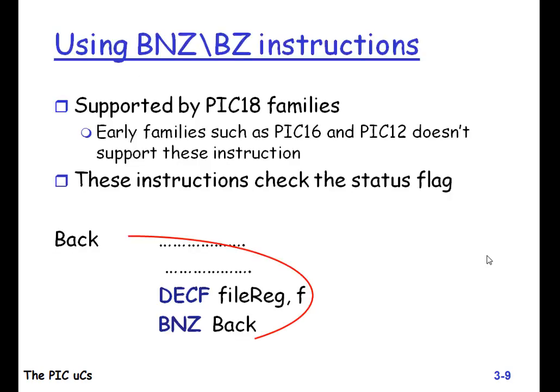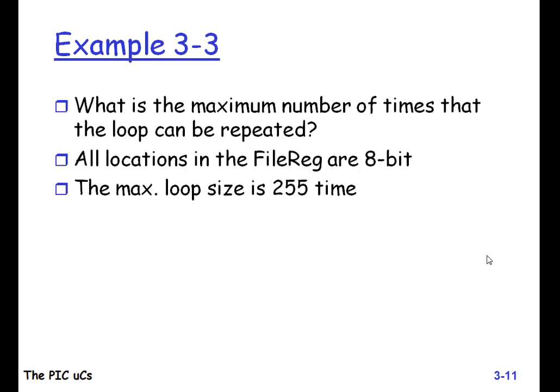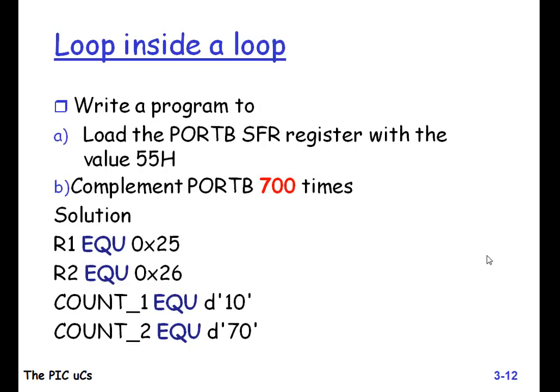BNZ and BZ instructions are supported in the PIC18 family and also in PIC16 and PIC12, though some of these instructions are not supported. There are other examples in which the same task is performed. Example 3 is an example for a home task. What is the maximum number of times that a loop can be repeated? All locations in the file register are 8-bit. The maximum loop size is 255 times.